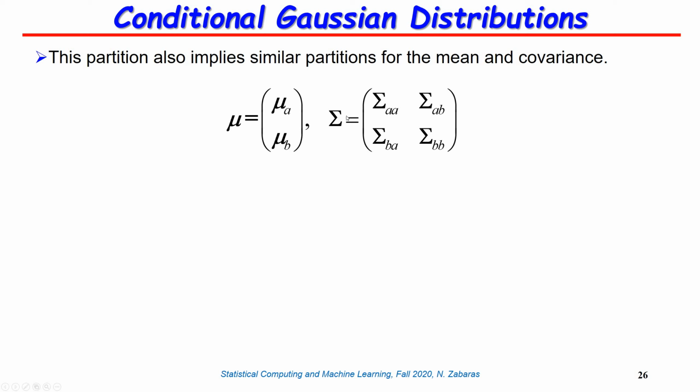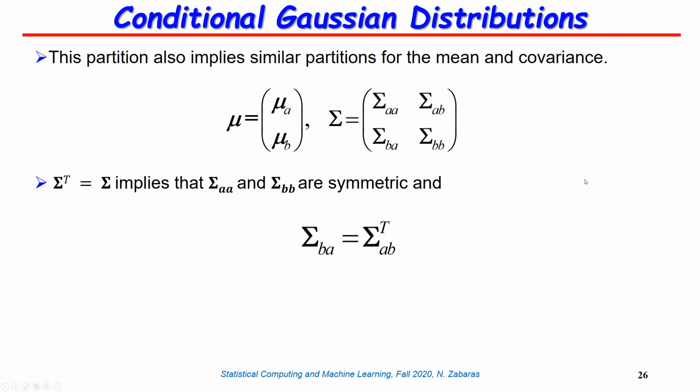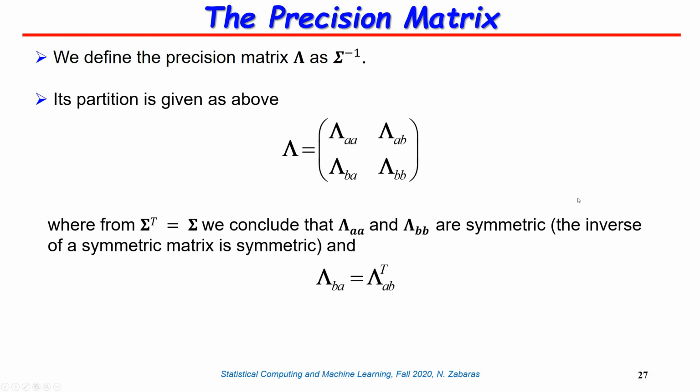And because sigma is a symmetric covariance matrix, sigma AA and sigma BB will be symmetric, and also sigma BA will be the transpose of sigma AB. And I can do the same thing as well for the precision matrix. The precision is also a symmetric matrix, right? The inverse of a symmetric matrix is a symmetric matrix. So I can partition lambda exactly the same way. And again, lambda AA and lambda BB are symmetric, and lambda BA is the transpose of lambda AB.